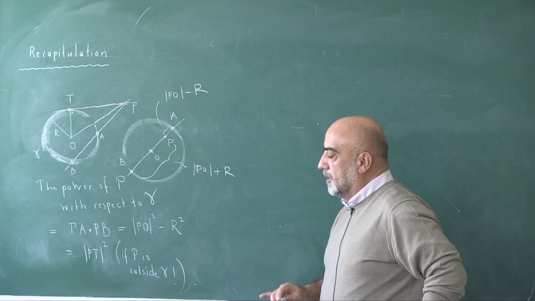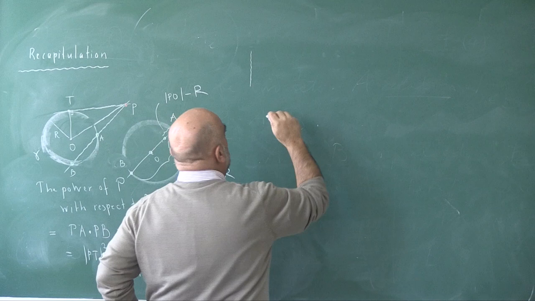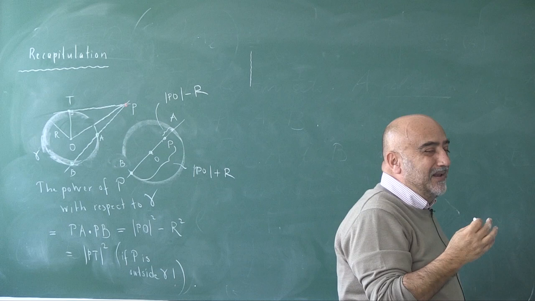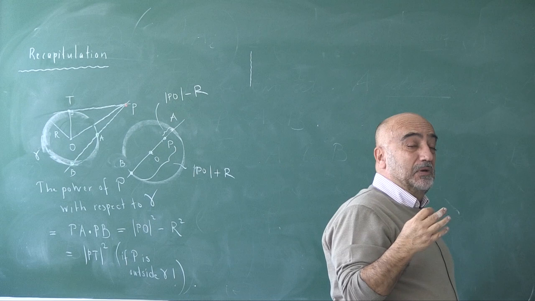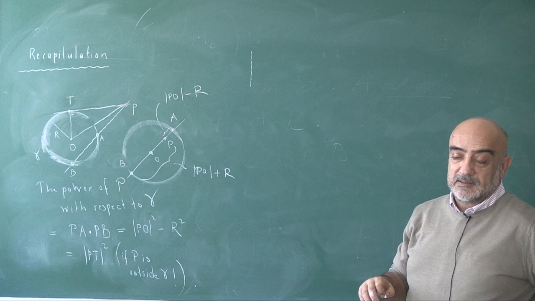Now with this, you've got this rather interesting concept of the radical axis. What happens is, if you take two circles, not one circle, and look at the set of points which have the same power with respect to the two circles, it's a beautiful thing that that set is just a straight line.